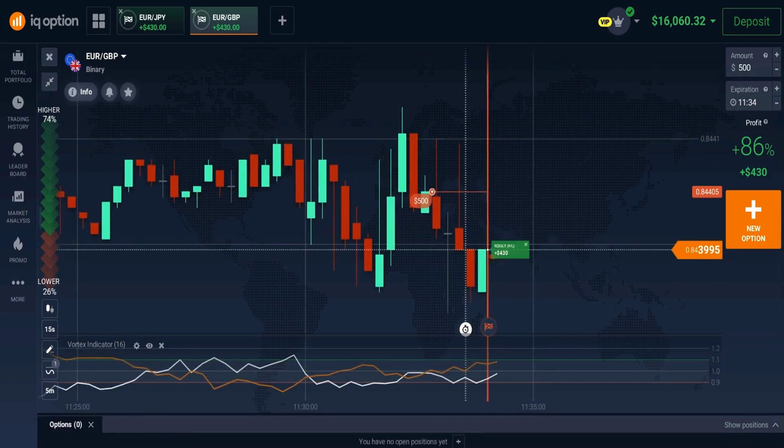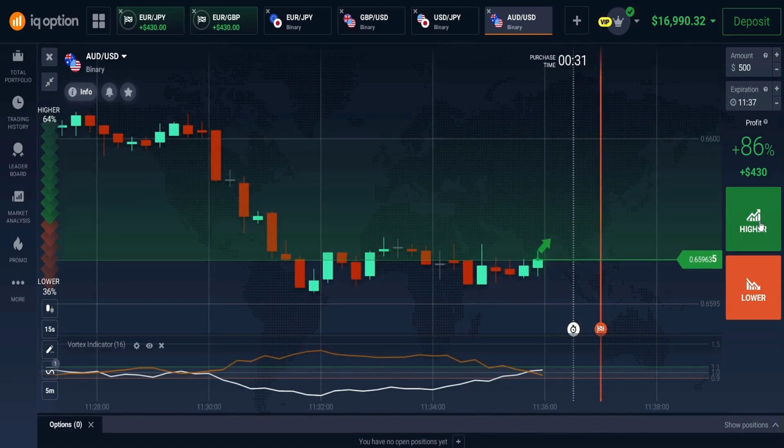And there it is. The trade finished in the money, a clean and confident win based on our Vortex strategy. Now let's move on and look for our next setup.